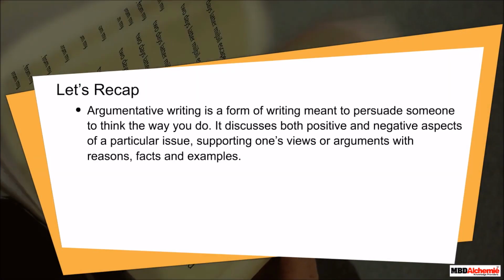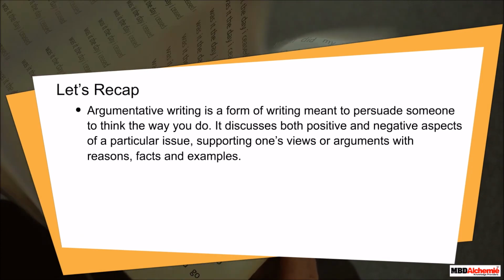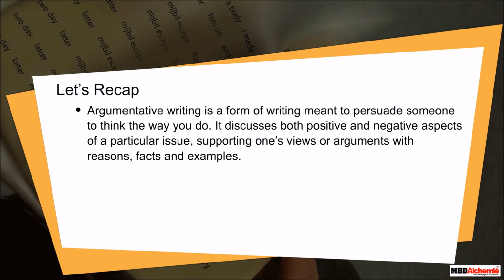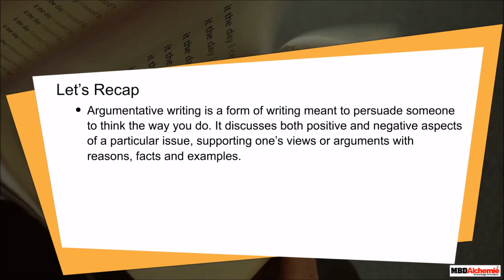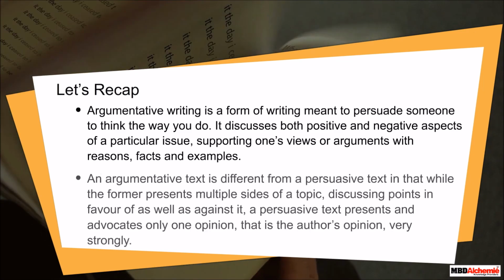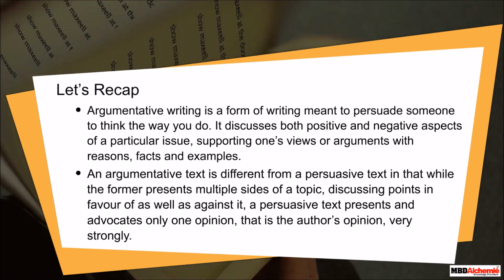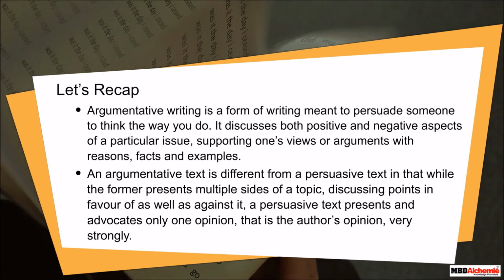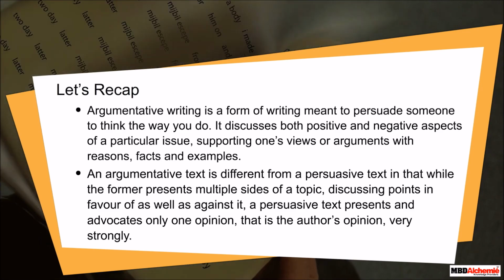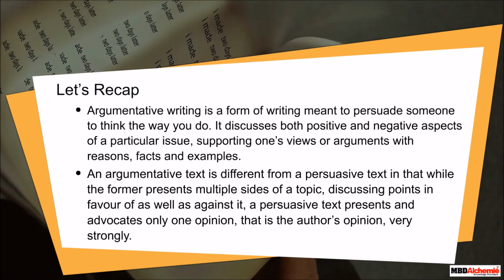Let's recap. Argumentative writing is a form of writing meant to persuade someone to think the way you do. It discusses both positive and negative aspects of a particular issue, supporting one's views or arguments with reasons, facts, and examples. An argumentative text is different from a persuasive text in that while the former presents multiple sides of a topic, discussing points in favor of as well as against it, a persuasive text presents and advocates only one opinion, that is, the author's opinion, very strongly.